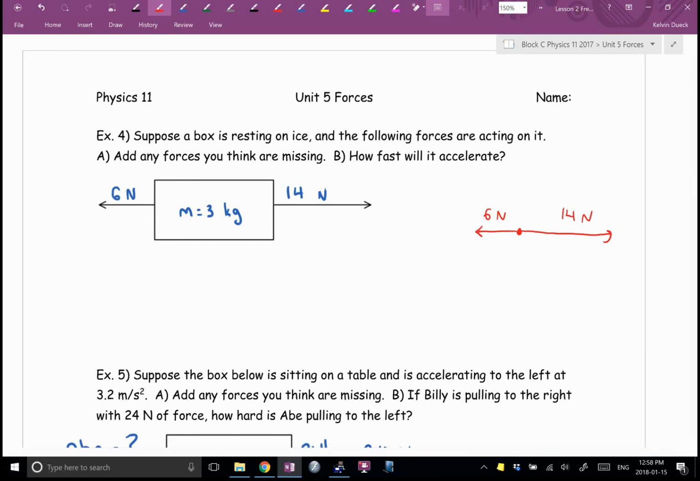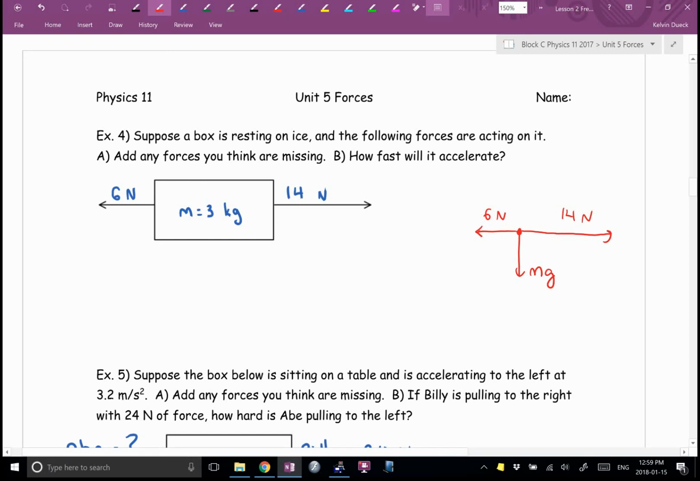Imagine that you're looking at a box sitting on some ice. What are the forces acting on it? Get the obvious one. So I have mg down. Is the box sinking into the ice like quicksand? Is it flying into the air like Superman?